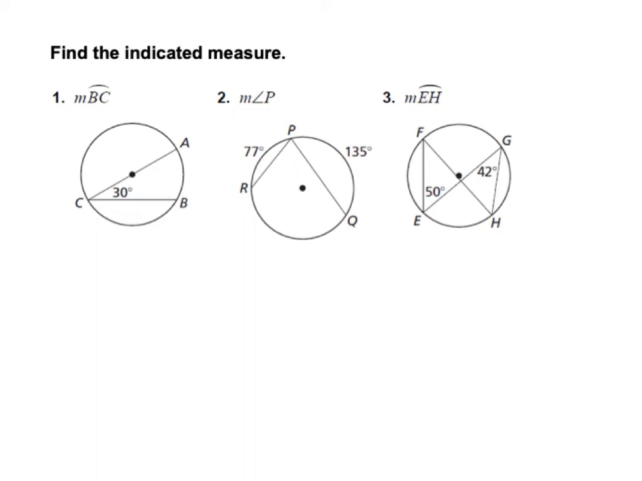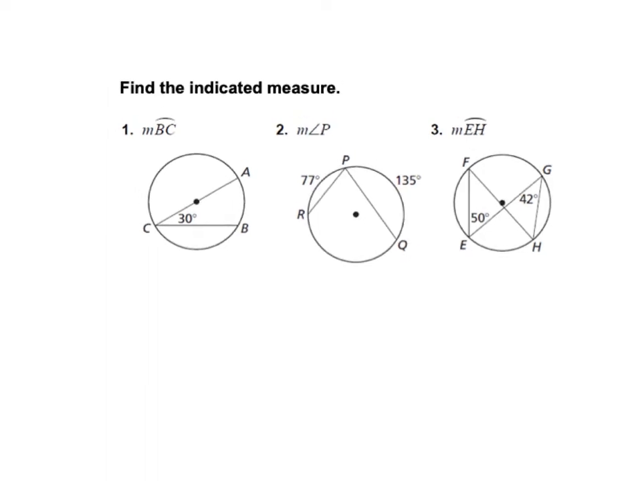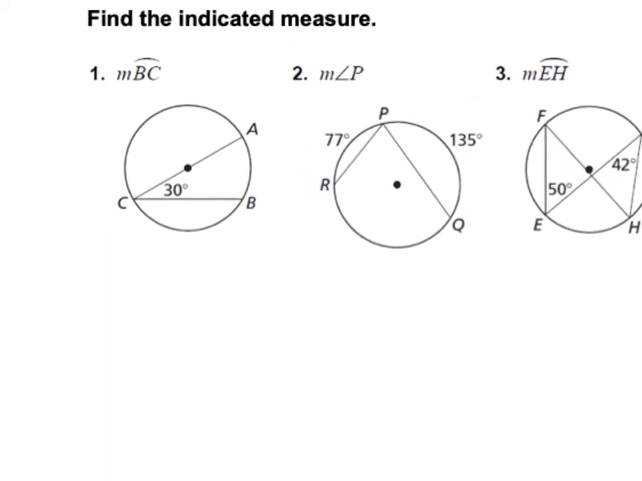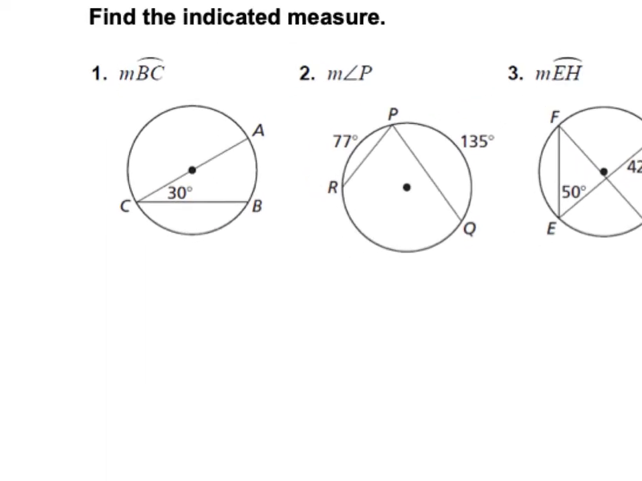Okay, here we are back again looking at circles just a little bit more. So this first slide is just a review of what we did last time. Let's make sure that we remember how to find inscribed angles and arc measures and things like that. On question number 1, it asks us to find the measure of arc BC. Well, that is this arc over here.